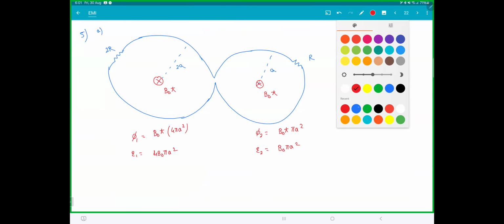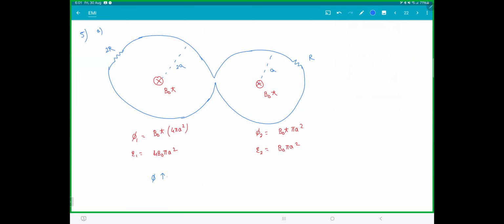Now, what is happening in both the cases? Flux is increasing. Therefore, B induced will be opposite to this. So B induced is this way. So the batteries would be like this. This would be E1 and this would be E2. Agreed? They will try to push the current in which way? Anti-clockwise direction.